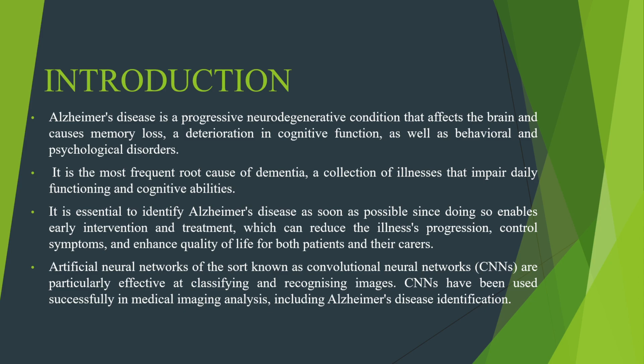Introduction. Alzheimer's disease is a progressive neurodegenerative condition that affects the brain and causes memory loss. Memory loss can be considered as the early sign of Alzheimer's. If we are able to analyze Alzheimer's during early stages, we can give treatment early to a person, which can help to cure the disease permanently. So, Alzheimer's detection is an important thing in our daily healthcare sector. Here, Alzheimer's is identified by using a convolutional neural network.